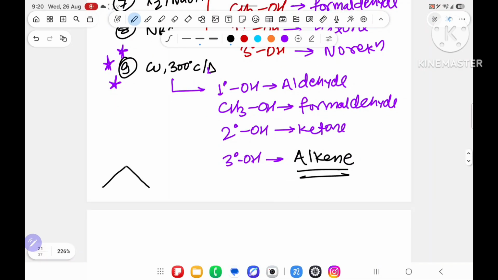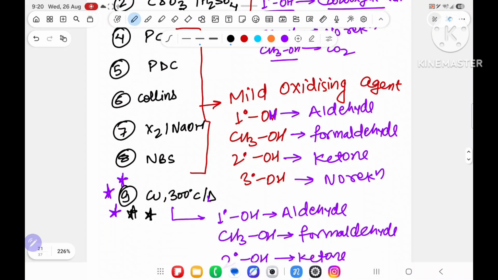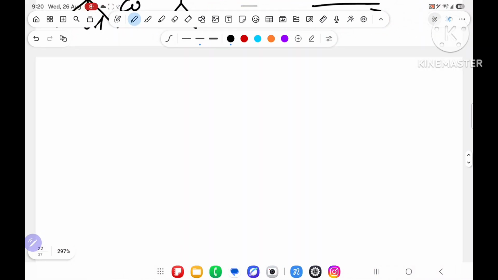Suppose a 3 degree alcohol R-C-OH is there; in presence of copper, it will be converted into alkene. This is the best part of this last reagent. So how many stars can you put? You will put them over here for the 9th reagent. So you have to know as it is what I have written regarding oxidation of alcohol.